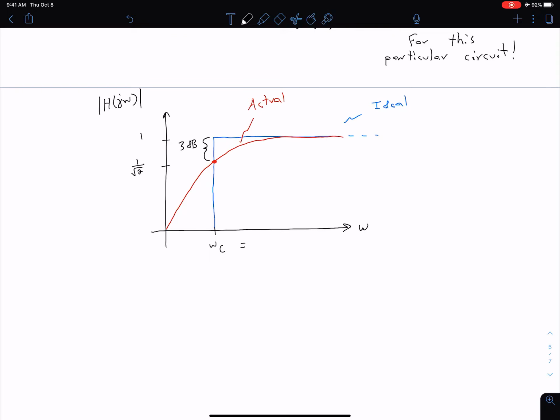Let me come back here and explicitly label this as our actual curve. In this case, we found our omega c is equal to r over L. So again, by adjusting resistance and/or inductor values, we can set that omega c where we want it to be. But keep in mind that as we change that configuration, we're changing that cutoff frequency. We can add more components to make this actual curve, this red curve, better approximate our ideal curve. But right now we're just looking at our most simple case.